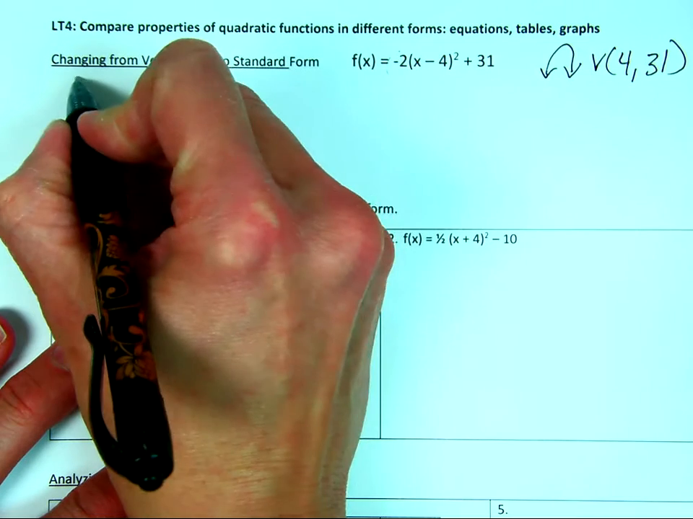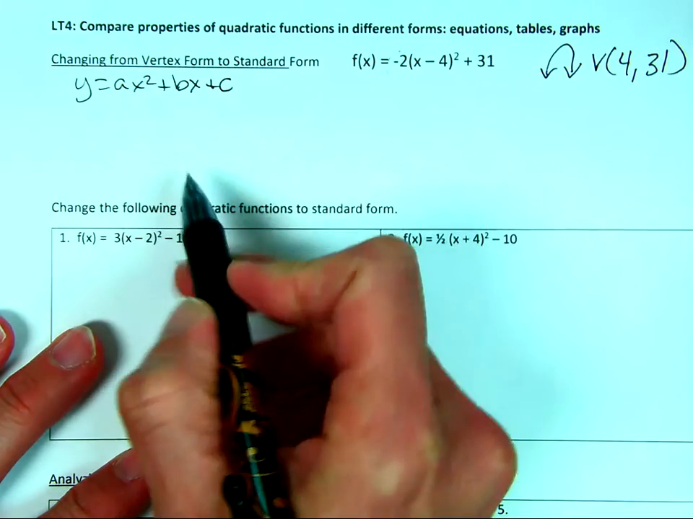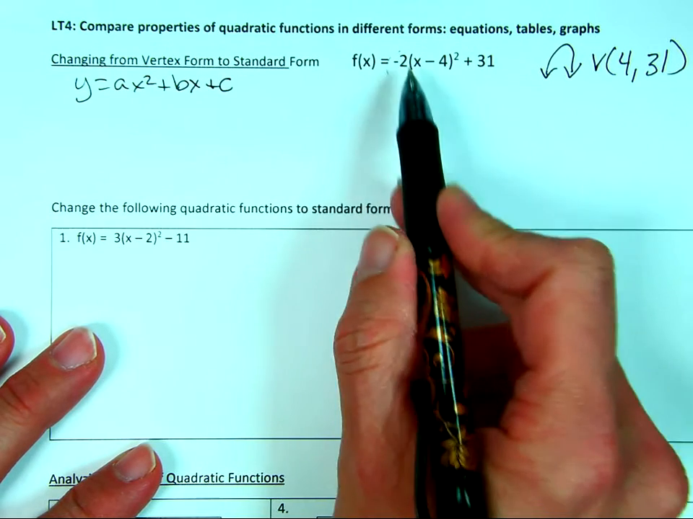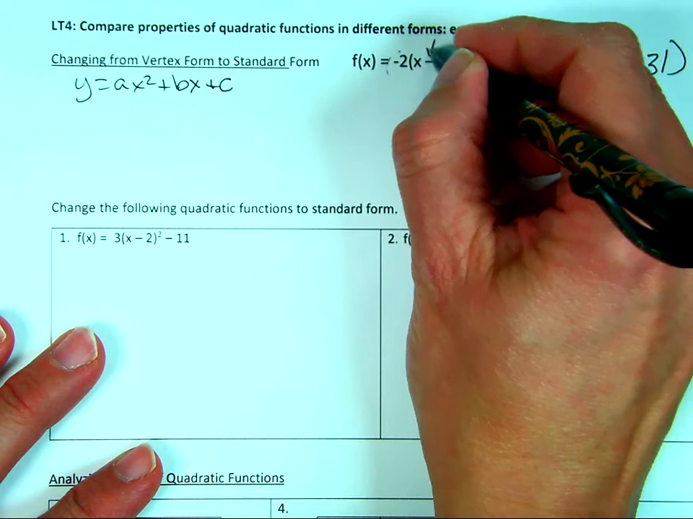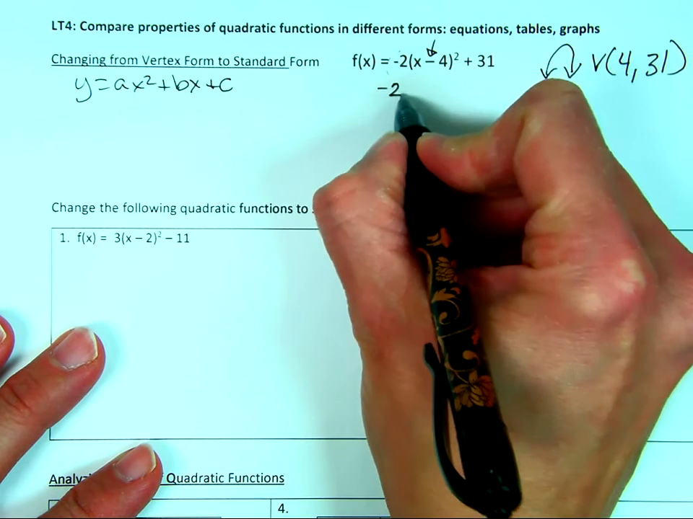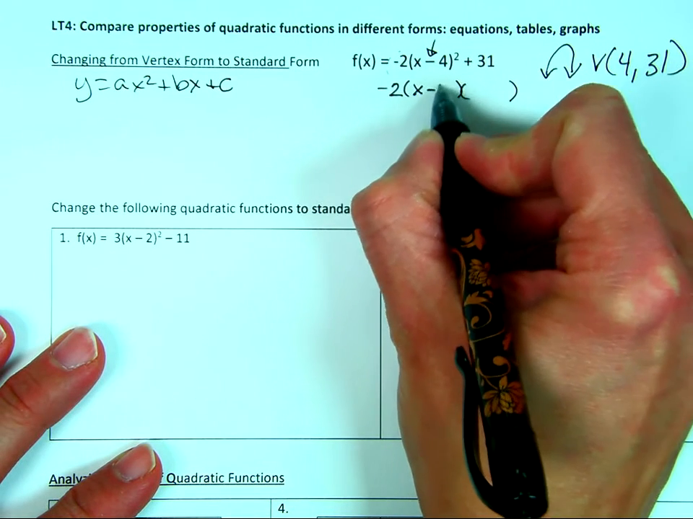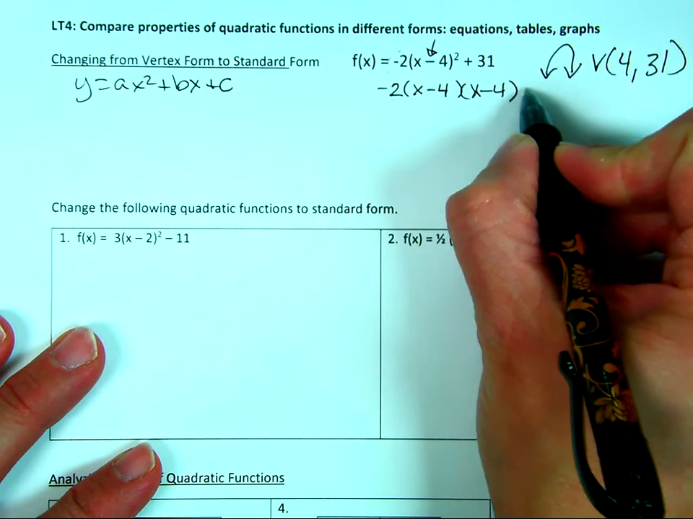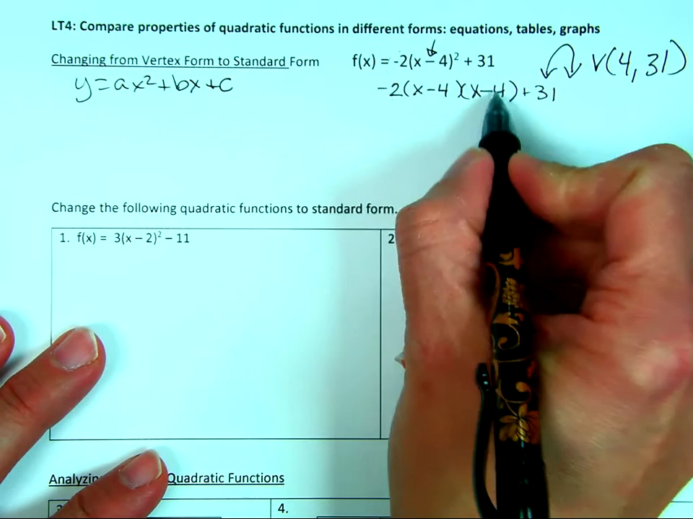Now we're going to change it to standard form. Hopefully you remember that standard form is ax squared plus bx plus c. Notice there are no parentheses. So basically what we're trying to do is get rid of the parentheses. And how we do that is we actually take this and we square it. So we're going to say negative 2, and when we square it, we times it by itself. So negative 2 times (x minus 4) times (x minus 4) plus 31. And we have to use FOIL for this.